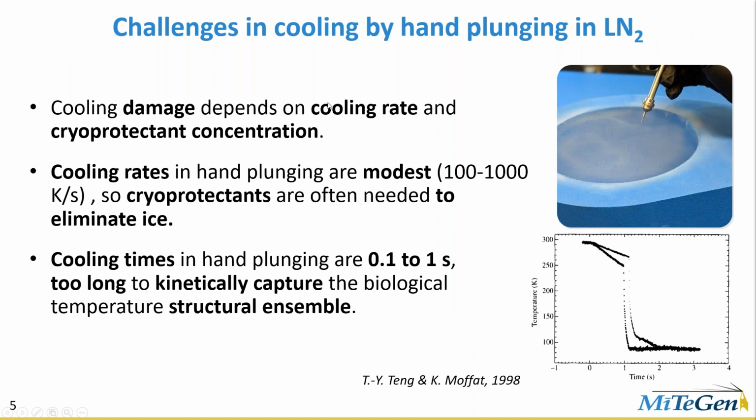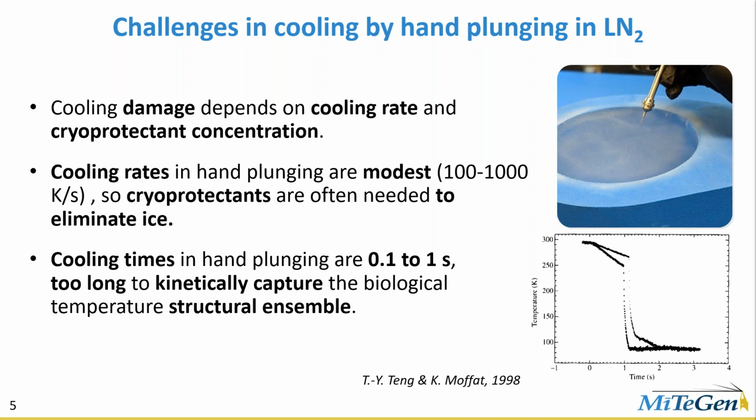So most cryocooling is currently performed by plunging crystals by hand into liquid nitrogen. The amount of damage caused by cooling depends on the cooling rate and the cryoprotectant concentration. Cooling rates in hand plunging are typically in the range of 100 to 1,000 Kelvin per second. So you do need cryoprotectants to eliminate ice, especially in the solvent surrounding the crystal.